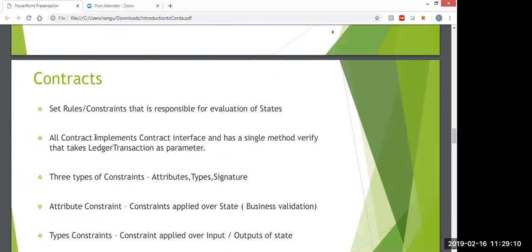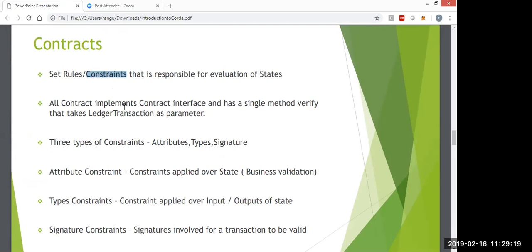Number two is contracts. What are contracts in Corda? Contracts are rules and constraints responsible for evaluation of states. For instance, assume I have a method which accepts only positive numbers. You don't want your method to accept negative numbers, so you could do that with a contract. This is more like validation steps, which you can put into the state model.